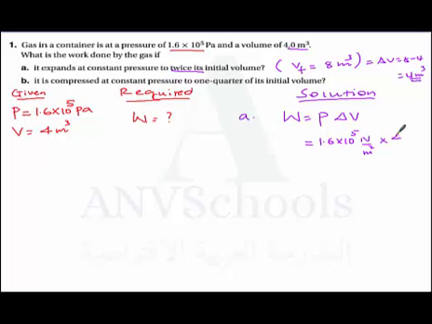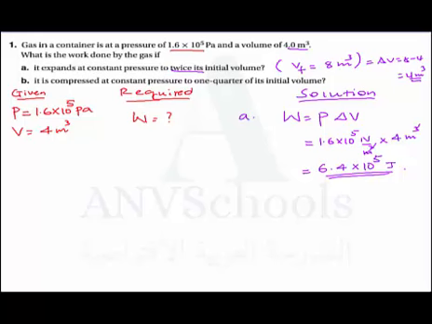So that's 4 meter cube. The meter square and this meter cube will cancel out. 1.6 times 4 will be 6.4, so this will be 6.4 multiplied by 10 to the power of 5 Newton multiplied by meter, which is joule. This is the work done. So this much work is done by the gas in order to expand.